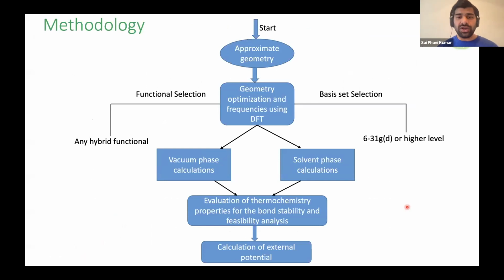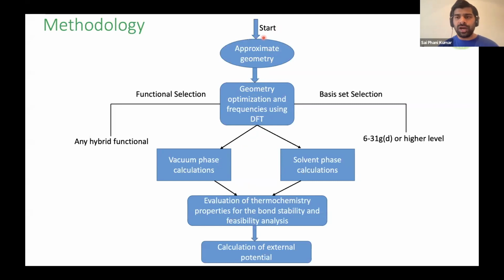Coming to the methodology of our computations, some of these blocks were already discussed when Professor Ghosh was alive. Afterwards, after rigorous analysis, we concluded that we should follow a systematic protocol, from which I made this flow chart.